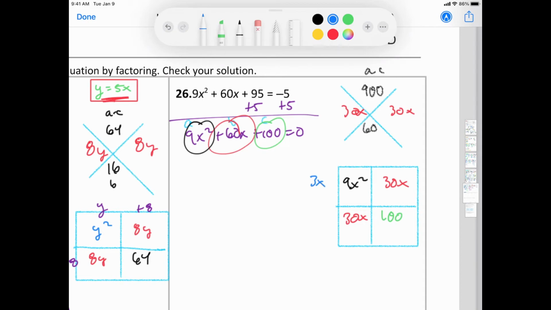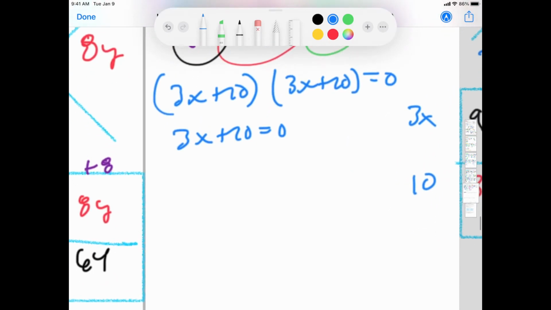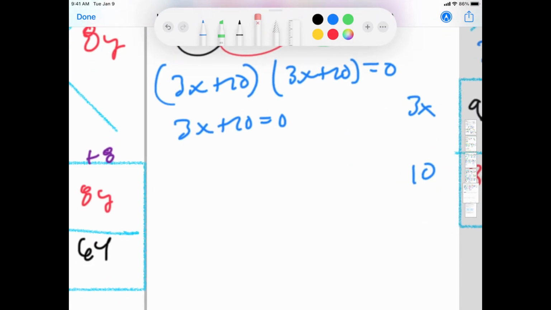Okay, let's see. 3x. How about 10? 3x and 10. So 3x plus 10. 3x plus 10 equals 0. And that looks like a 20. Sorry, guys. Sorry. So tired. Not an excuse. Alright, subtract 10, divided by 3.